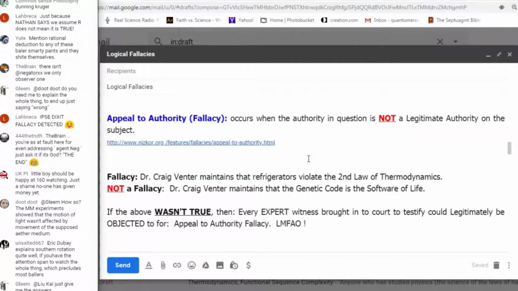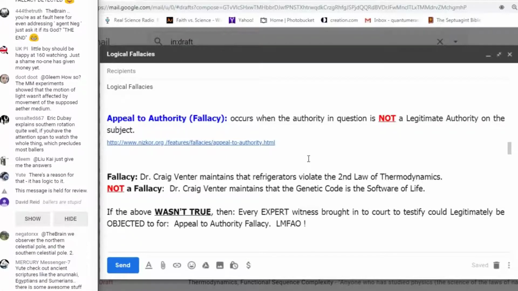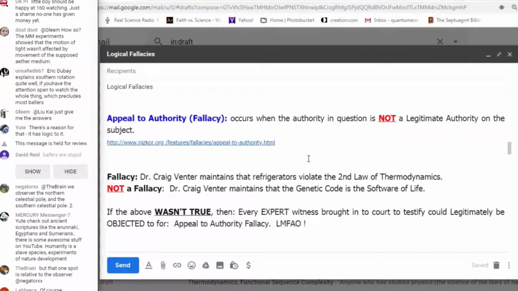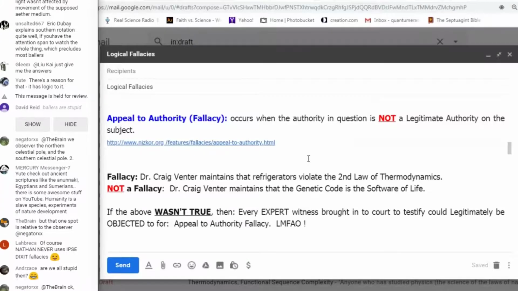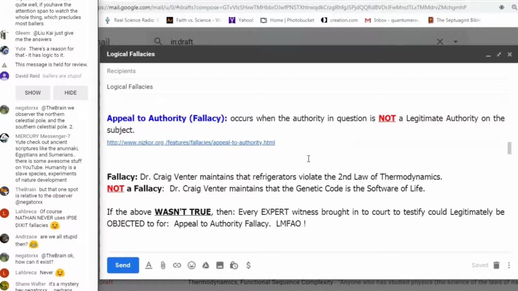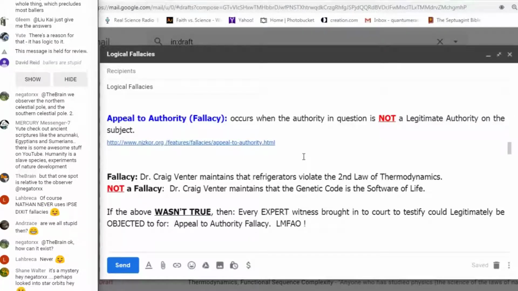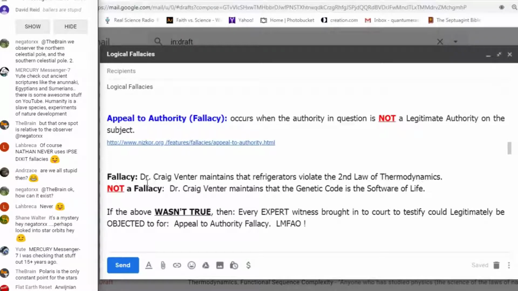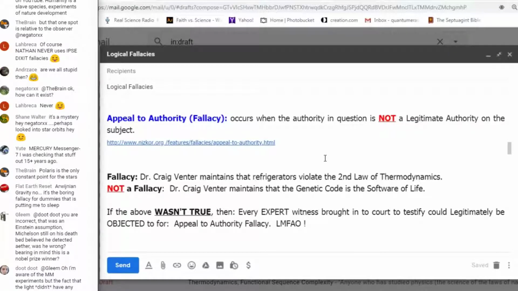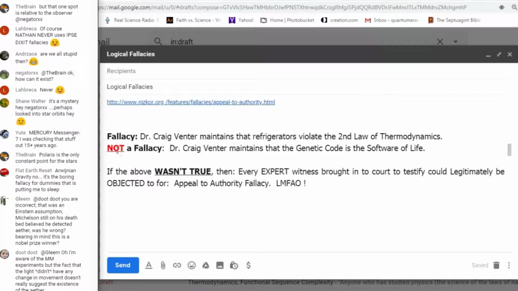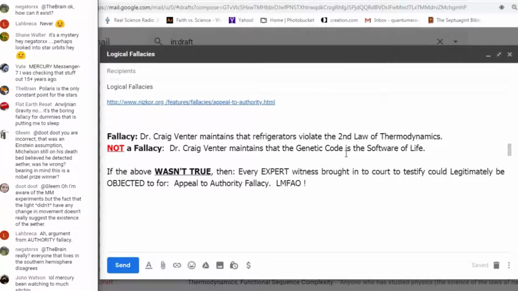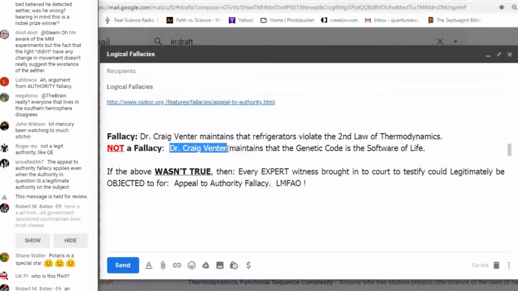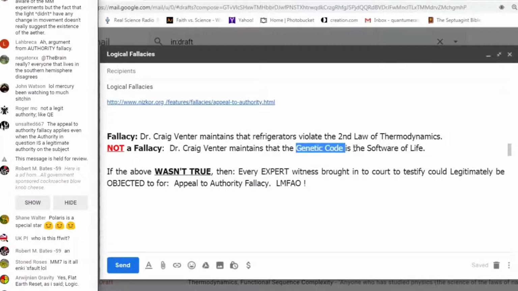Here's another one that gets abused and people don't have any clue what they're talking about. Let me show you. This is the appeal to authority, right? You've heard this many times, correct? Well, it gets quoted wrong because you'll find a couple of different references to this that are incorrect. Now let's go through and see if it logically follows. An appeal to authority fallacy occurs when the authority in question is not a legitimate authority on the subject. Dr. Craig Venter maintains that refrigerators violate the second law of thermodynamics. Well, this is a fallacy. Dr. Craig Venter maintains that the genetic code is the software of life. Well, Dr. Craig Venter is a geneticist, the geneticist of geneticists. He is an expert in the field, and he's speaking to the genetic code as the software of life.